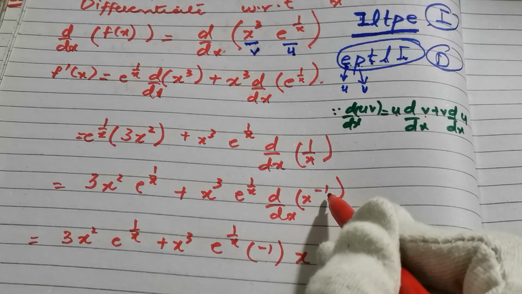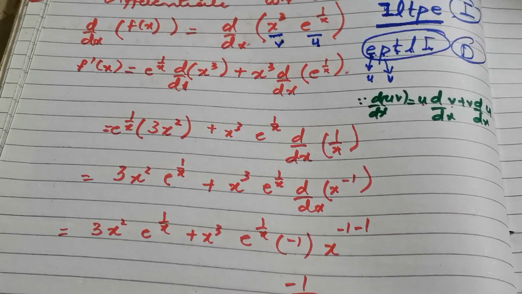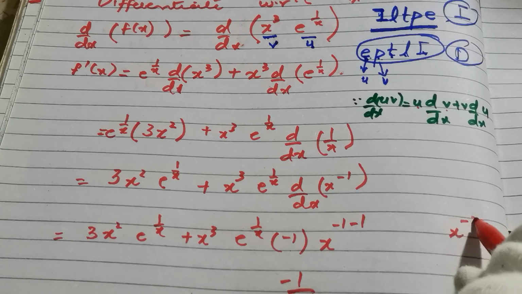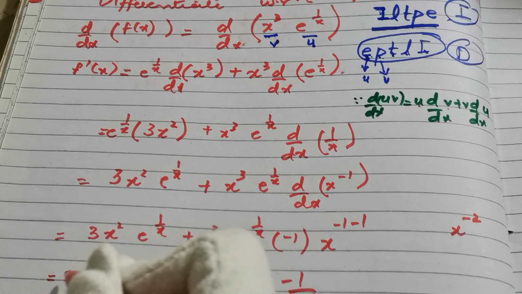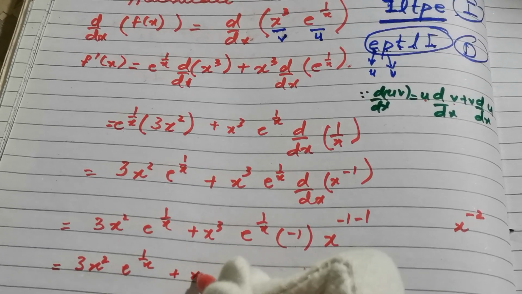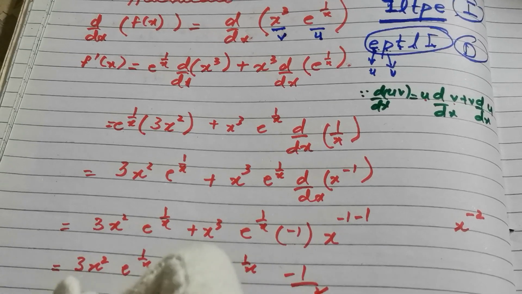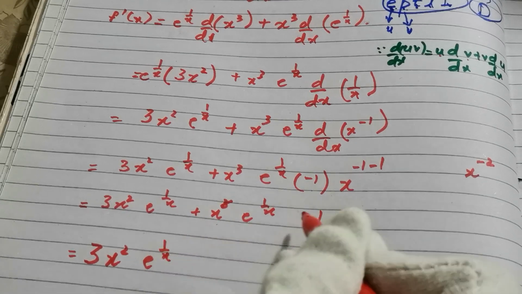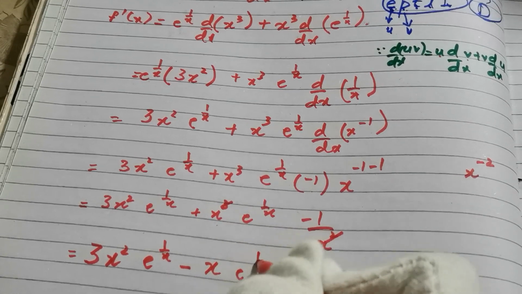The derivative of x to the power minus 1 is minus 1 by x to the power minus 2 which becomes, taking it to the denominator, positive 2. So 3x square e raised to power 1 by x as it is, plus x cube as it is, e raised to power 1 by x, times minus 1 by x square. So x square and x cube cancel, which gives 3x square e raised to power 1 by x minus, with 2 and 3 cancelling, x e raised to power 1 by x.